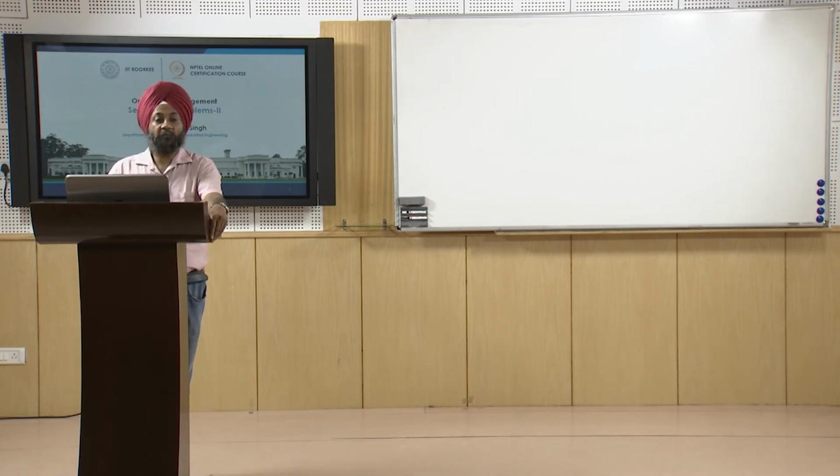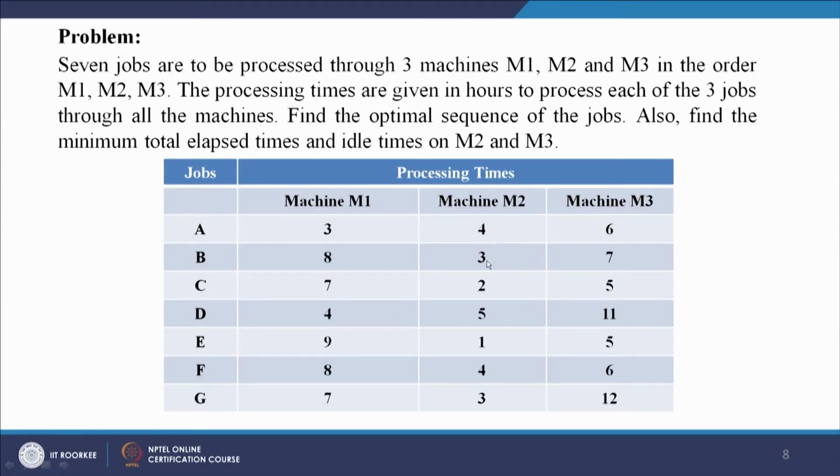Now let us see how we will solve this problem. As you can see, there are 3 machines. First we have to check whether our conditions are satisfied or not. The condition was that the minimum value in this column, that is for machine 1, must be greater than or equal to the largest value for machine 2. So first let us see what is the minimum processing time on machine 1. It is 3, for job A. Now let us focus on the second column, machine 2. Here we have to look for the largest value, which is 5. So is 3 greater than or equal to 5? No. So the first condition is not satisfied.